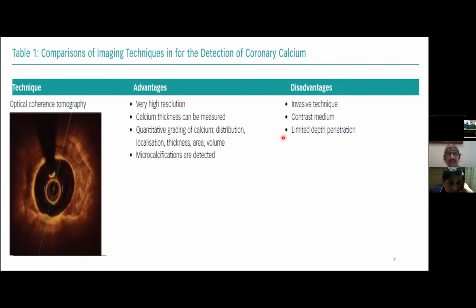Now, when we talk of OCT, the maximum advantages are that you have a very high resolution, calcium thickness can be easily assessed, and then there is quantitative grading of the calcium. You can talk about the localization, thickness, area, and volume. And microcalcification, which can sometimes be responsible for balloon rupture and so on, is also seen on OCT. So all these are extremely important when you plan PCI in a calcified vessel.